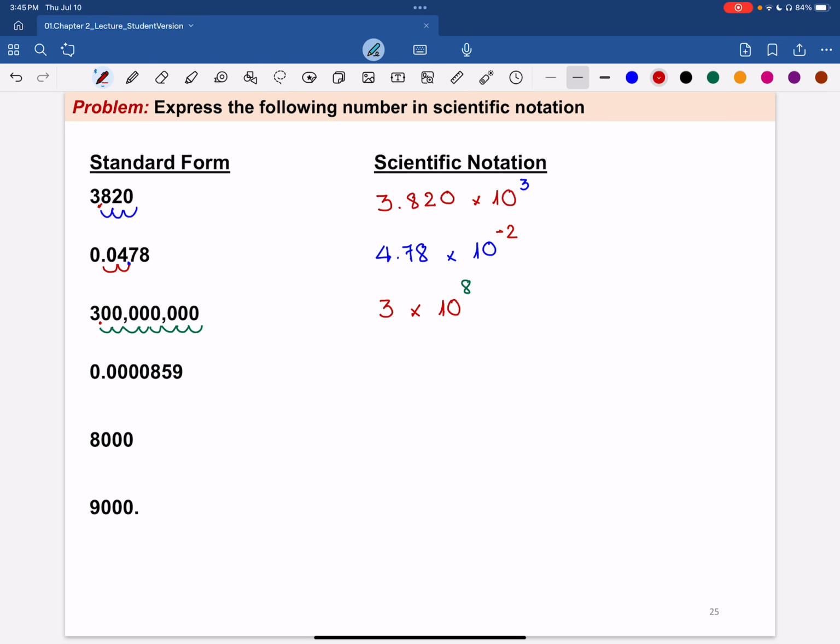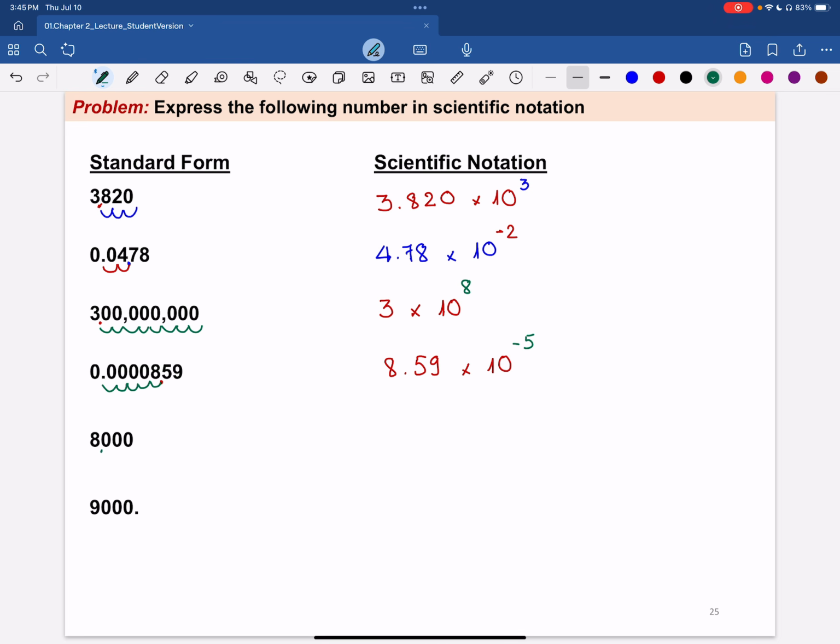0.000859. Put the decimal right after 8. You have 8.59 times 10. Now, 1, 2, 3, 4, 5. 0.000859 is smaller than 1, so the exponent has to be negative. 10 raised to the power of negative 5.